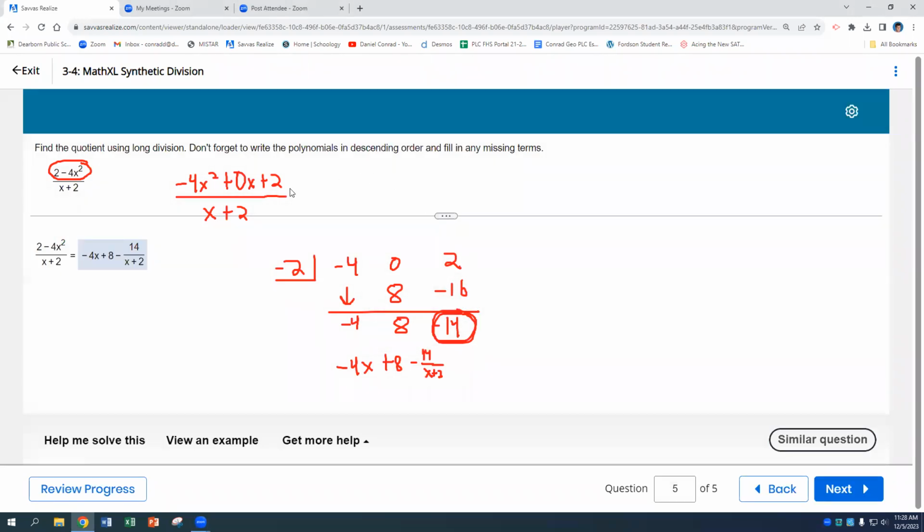Remember, it only works when you have x plus some number, like x plus 4 or x minus 12. If you do 2x minus 4, that's not going to work. Or if you have x squared, it's not going to work. It's just x minus a or x plus a. Those are the only times synthetic division is going to work.